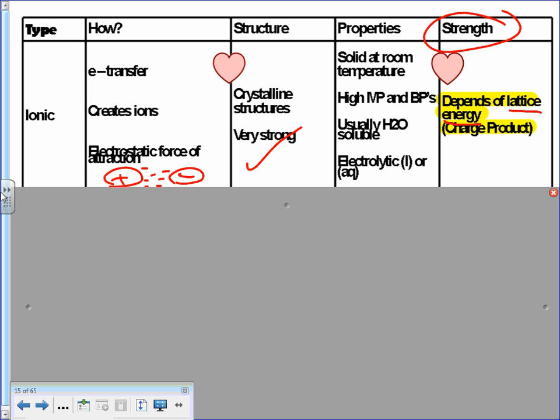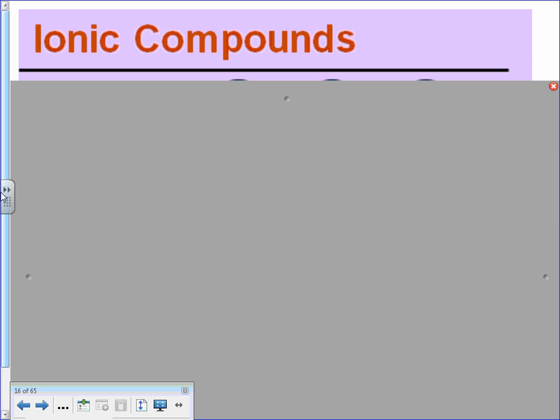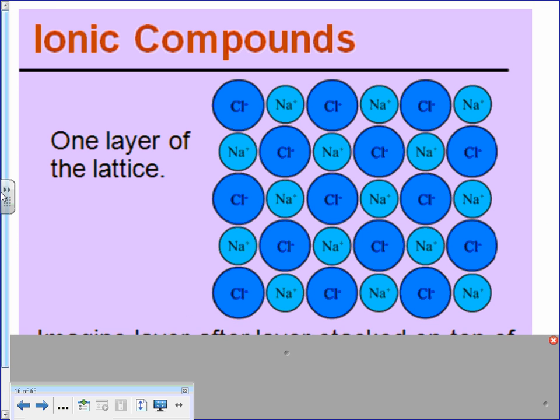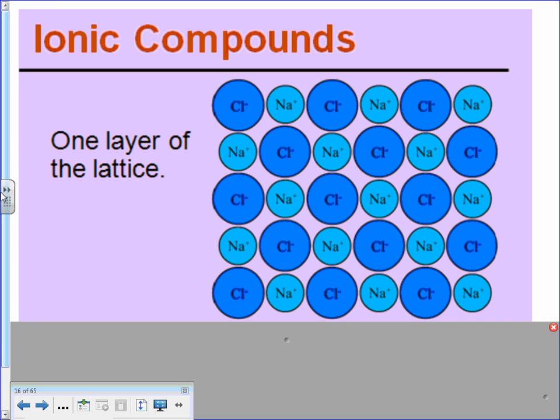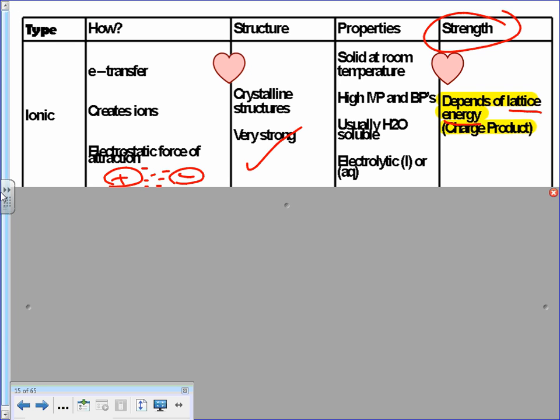What is a lattice again? It's kind of like a box. That's how the structure looks, and I'll show you a picture. Here's what a lattice looks like. I'll go right back to that slide. Here's a lattice where the ions repeat layer by layer by layer. So if you're wondering what that is, there you go. But the strength of the ionic attraction is dependent on their charge product.